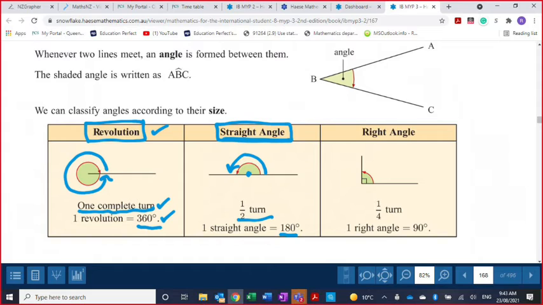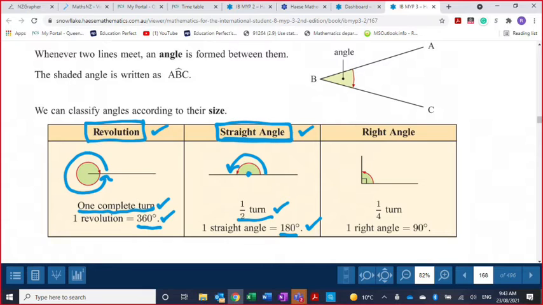So here's what's important. The name of it is a straight angle. It is half a turn, in other words, half a circle, and its measure is always 180 degrees.